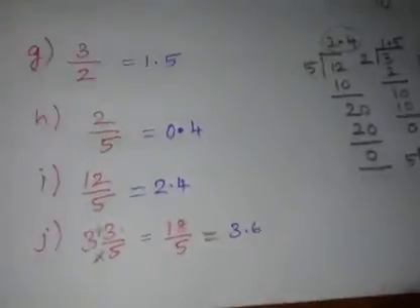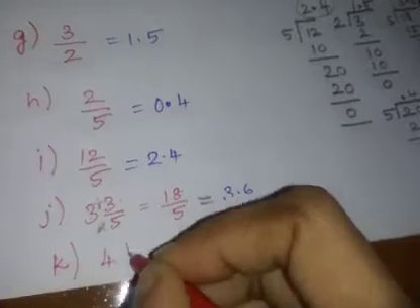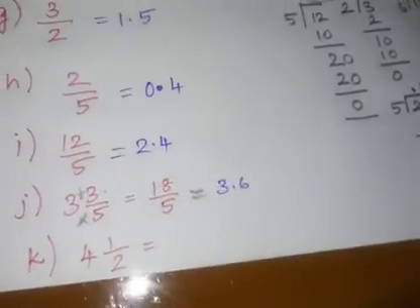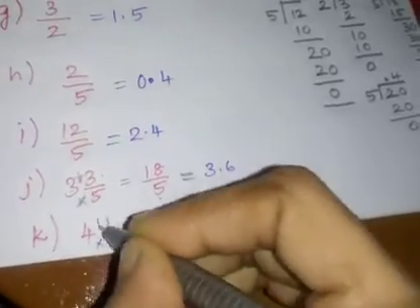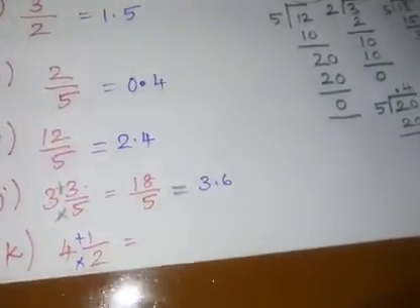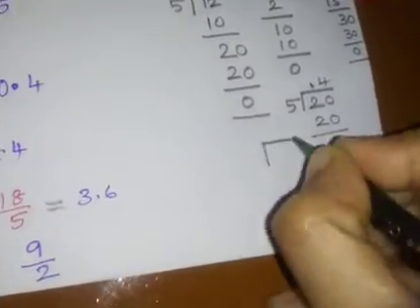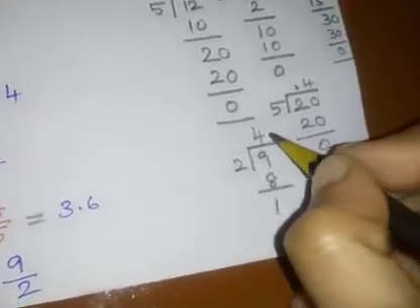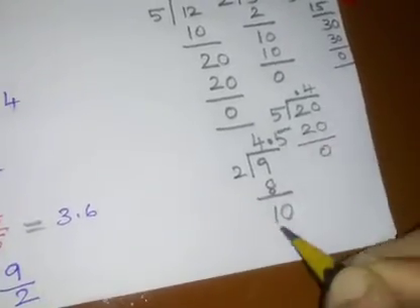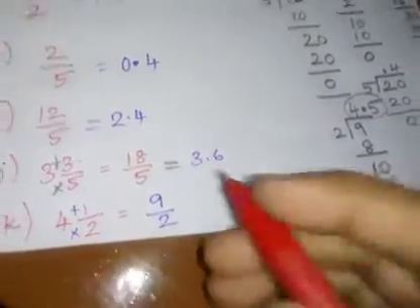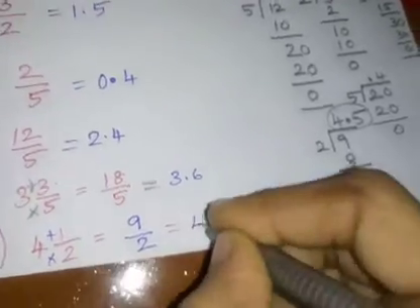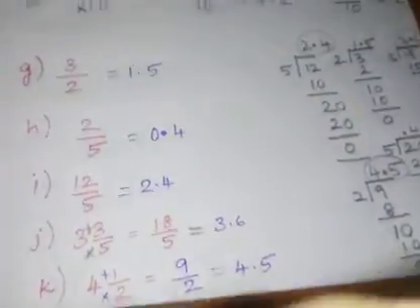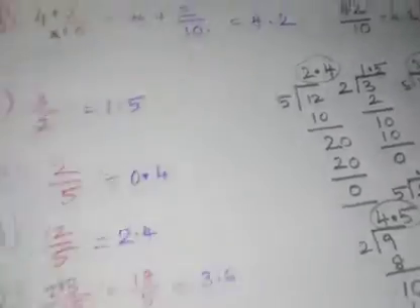Next, what is the next problem? K, 4 1 by 2. So now what will you do? As usual, multiplication, addition: 4 twos are 8, plus 1, 9, so 9 by 2. Now I am going to divide this 9 by 2. 9 inside, 2 outside. 4 twos are 8, remainder 1, then 0, 2 fives are 10, remainder 0. So what is the decimal number you are getting? 4.5. So this is how you should convert a fraction to a decimal number, just by dividing it.